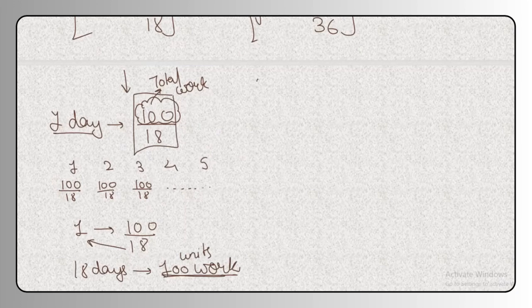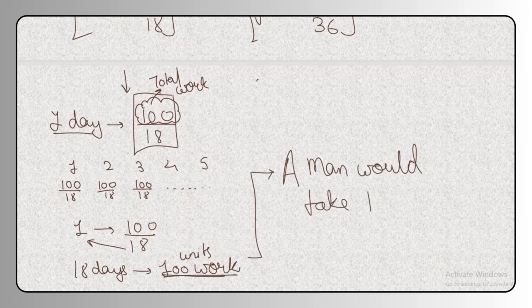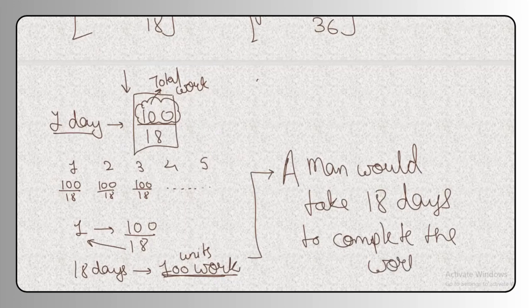So what can we conclude from this? We can conclude that a single man would take 18 days to complete the work if he does it all alone. If the man is the only person in charge of completing the work, in that case, he would complete it in 18 days.